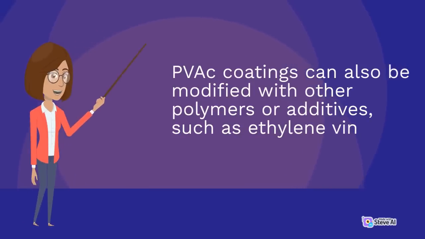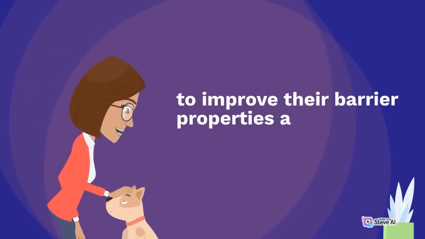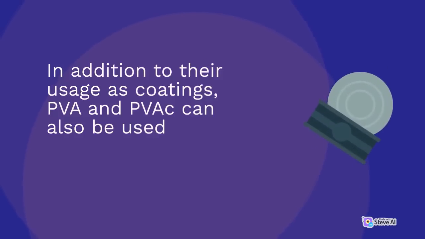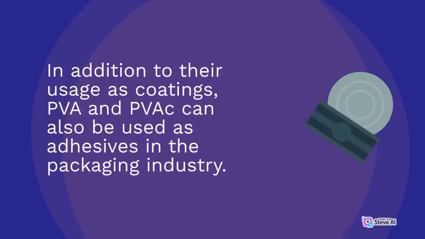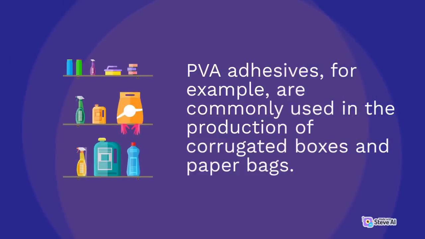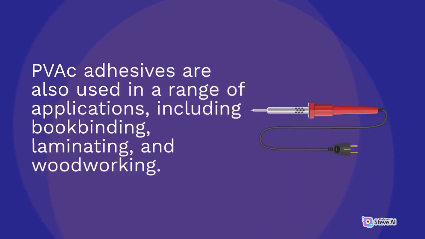POTS coatings can also be modified with other polymers or additives, such as ethylene vinyl acetate, EVA, or polyethylene glycol, PEG, to improve their barrier properties and adhesion to the substrate. In addition to their usage as coatings, PA and POTS can also be used as adhesives in the packaging industry. PA adhesives, for example, are commonly used in the production of corrugated boxes and paper bags. POTS adhesives are also used in a range of applications, including bookbinding, laminating, and woodworking.